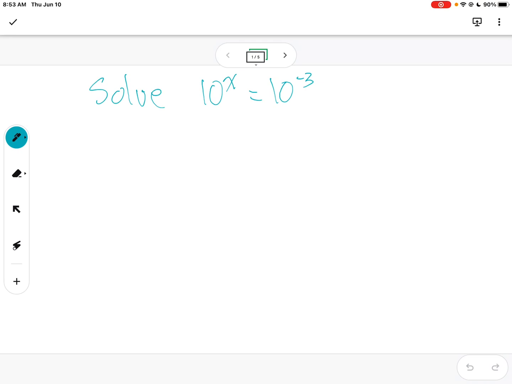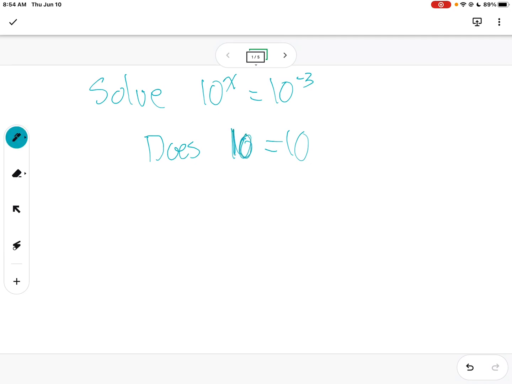So if we look at this exponential equation there, 10 to the x equals 10 to the negative 3. You're supposed to solve for what x is. Well, if we stop and think about it, we do know something about these equations. So first thing I would say, does 10 equal 10? All right, so does this 10 equal this 10?